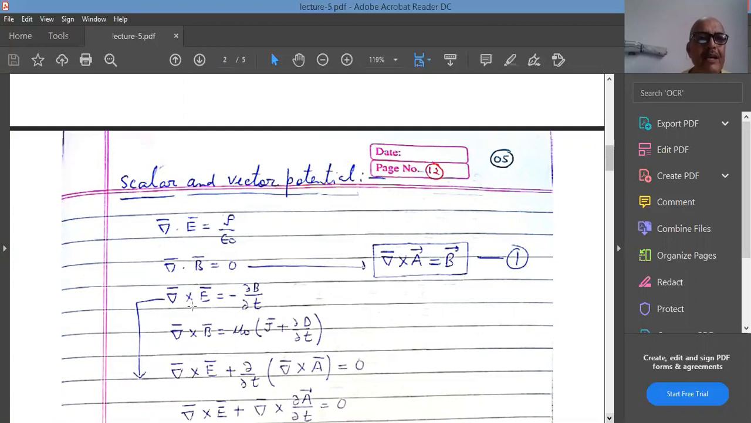But here in electrodynamics, curl of E is not equal to 0. Curl of E is minus del B over del t, but divergence of B is equal to 0. So if the divergence of B is always 0, we can write this B as a curl of a vector quantity. Suppose the vector quantity is capital A, so we can write B equal to curl of A, and A vector is called the magnetic vector potential.